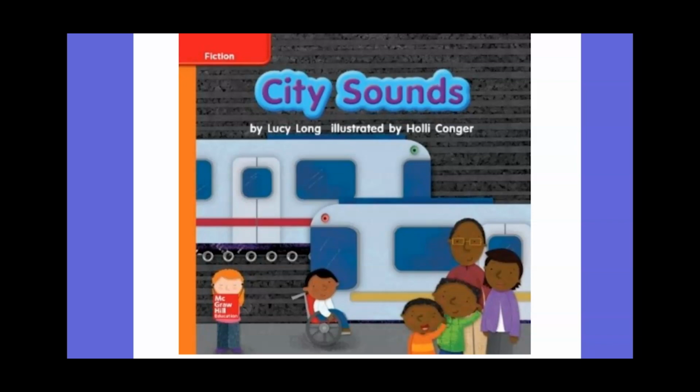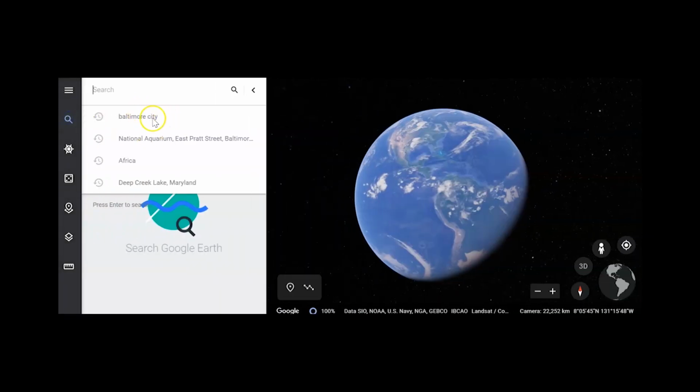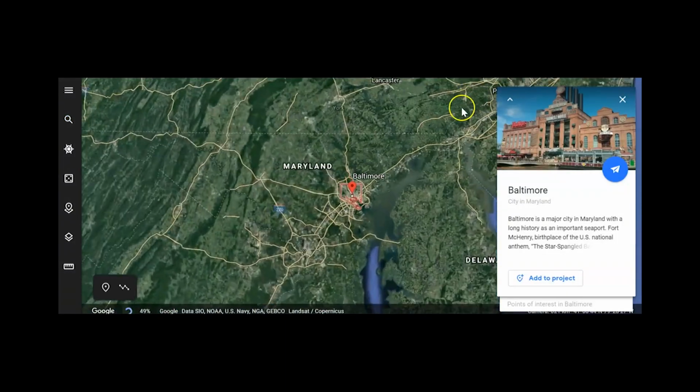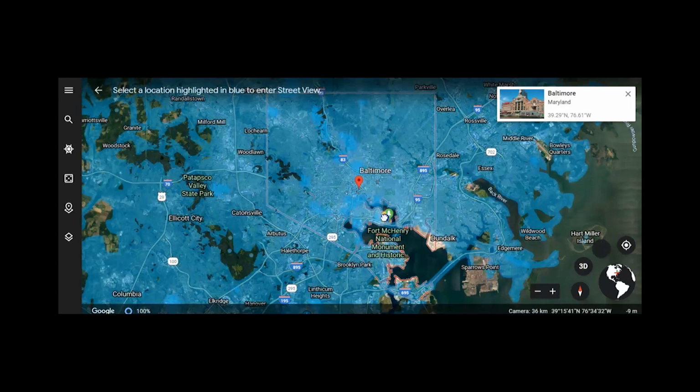So we're going to be reading a story about the city. But I think we need to remind ourselves what the city is. This is a really nice thing. It's called Google Earth. And I'm going to come up to the search bar and I'm going to type in Baltimore City. And look, we're going to travel to Baltimore City. So here I can see Baltimore City from very far out. And I can see that Fort McHenry is here. So I'm going to take my person and I'm just going to drop it down to Fort McHenry.